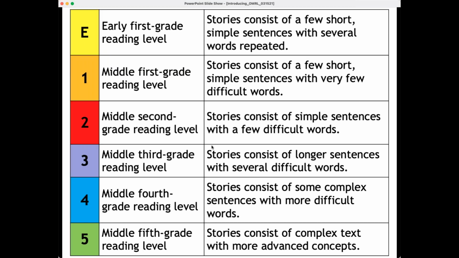This chart, which is in your handout, displays the levels in 1 Minute Reader Live and what the stories consist of. Beginning with early 1st grade reading level, which is the E level, stories consist of a few short, simple sentences with several words repeated, all the way through middle 5th grade reading level with stories with complex text and more advanced concepts.